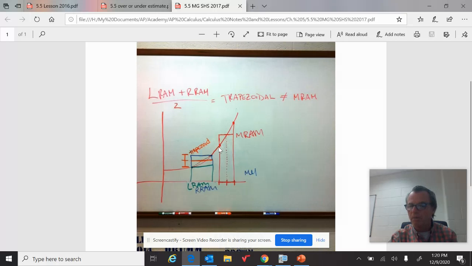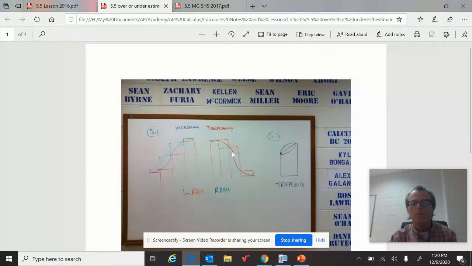Okay, and additionally, here is a picture for an increasing or decreasing function where LRAM is in orange and RRAM is in green, about what overestimates and what underestimates the function. And then does the trapezoidal rule overestimate or underestimate it? It depends upon the concavity. So if the graph is concave up, the trapezoidal rule will overestimate it. If it's concave down, the trapezoidal rule would underestimate the area under the curve. Okay? So that's it for 5-5.